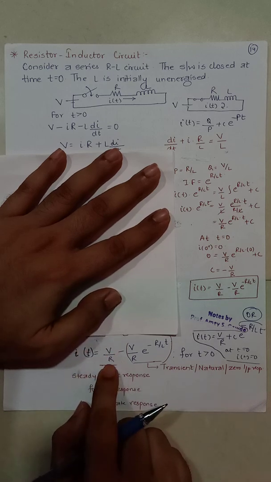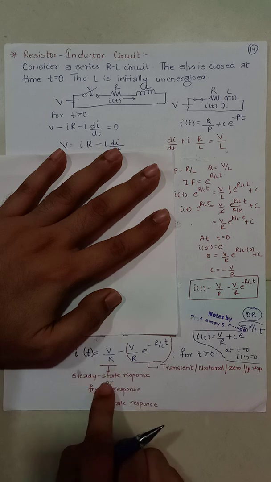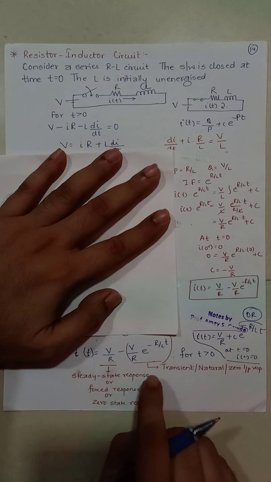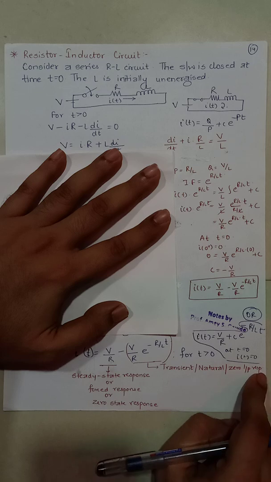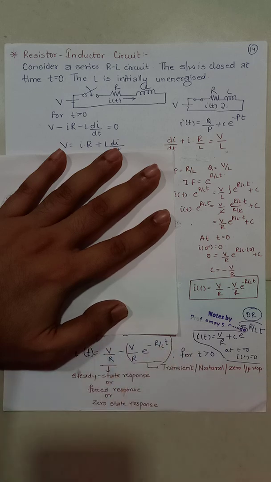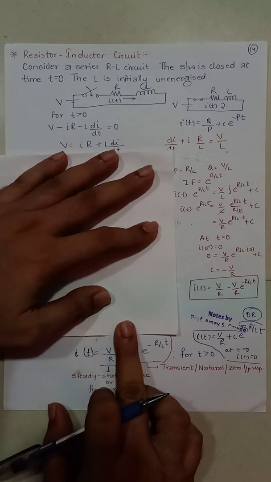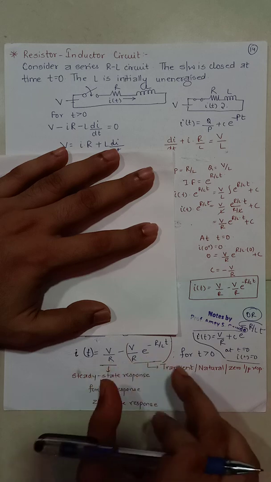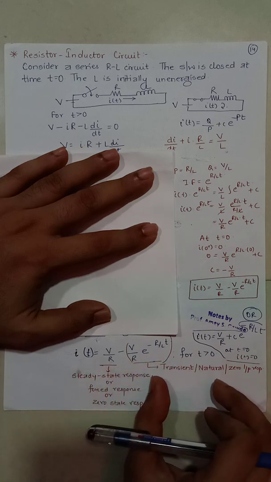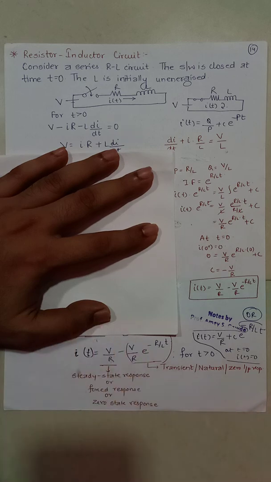So i of t is V by R minus V by R e raised to minus R by L t, where V by R is the steady state response or forced response or zero state response, whereas this is the transient or natural or zero input response. So these are the two responses. Steady state is when it is attaining a steady state condition. Transient is before attaining the steady state. So total response is steady state response plus the transient response. This is how we derive the responses for a series RL circuit.